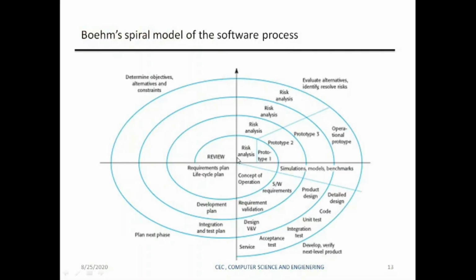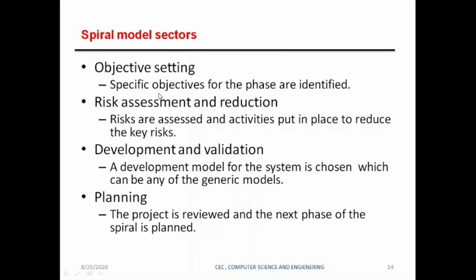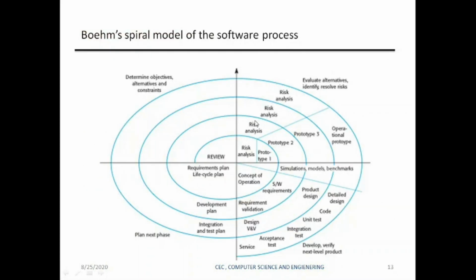So the specific objectives are identified in the review part. In risk assessment and reduction, whatever problems are identified in objective setting are assessed here in the second step, and steps are taken to reduce the risk. You can see here that the risk is identified and you start solving the problem, and that is done either in the simulation part or by designing module-wise. Whatever risk is identified is solved in the second sector.